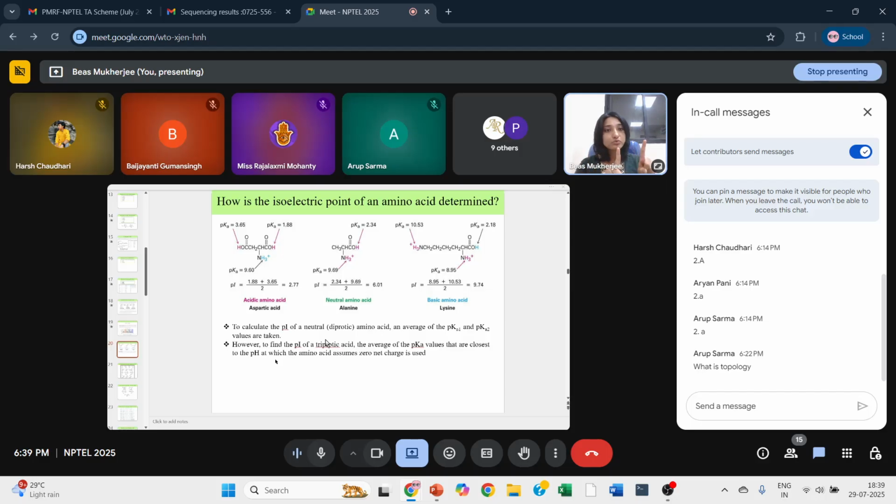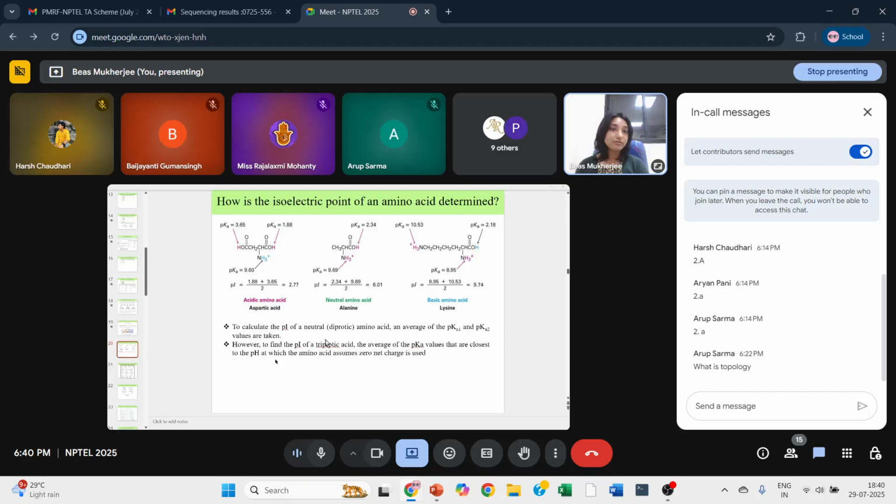So basically the two pKa values would be 1.88 and 3.65 because your 0 is coming just in between these two values. That is why they are taking these two values, and see we are getting 2.77 as the PI. So as you practice, it will become simpler.